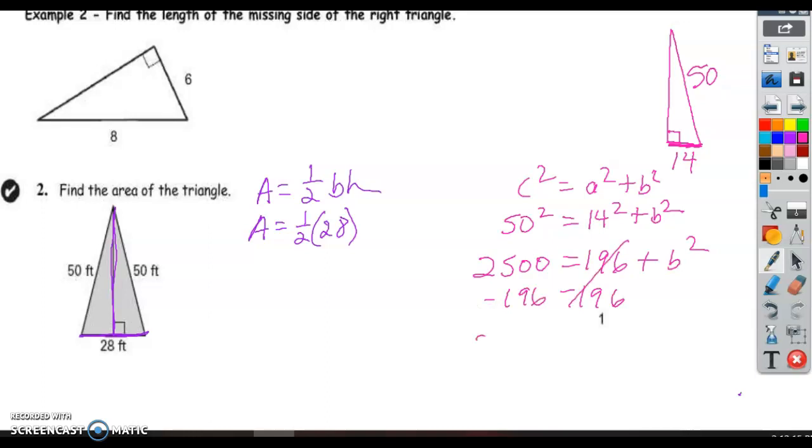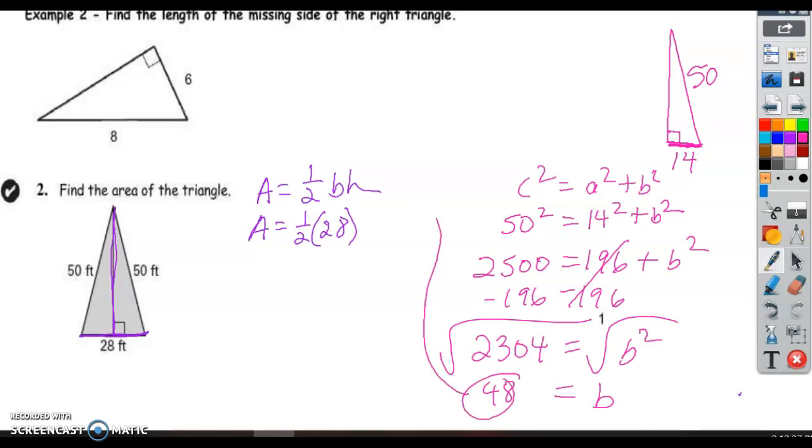Press pause. 2,304 equals B squared, square root both sides. So you get B is 48. We just found the height of that triangle using the Pythagorean theorem. Now we can find the area. So I'm going to go back up here. I'm going to take that 48 and I'm going to plug it in for the height.